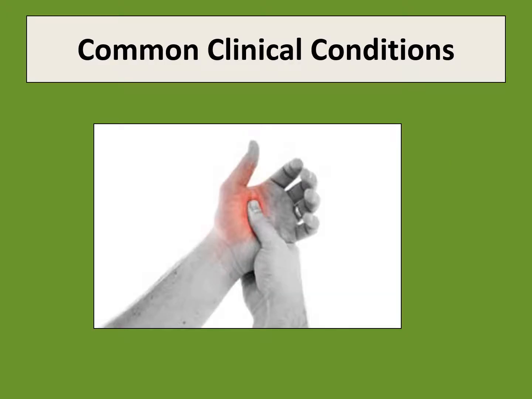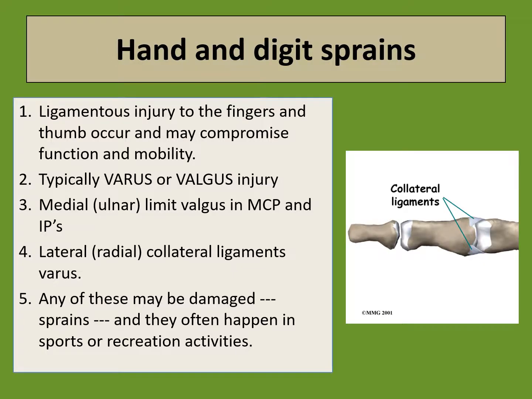We will now review some common clinical conditions of the wrist and hand. Sprains to the ligaments in the hand and digits can often occur if there is a fall onto an outstretched hand, or maybe during recreational or sports activities. This can definitely impede someone's function.